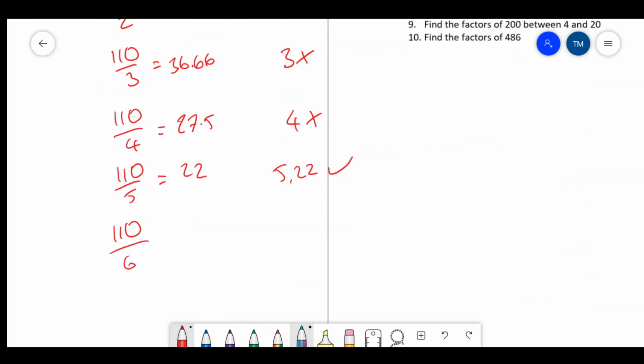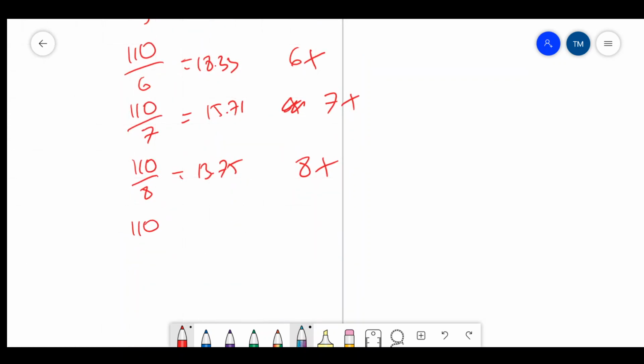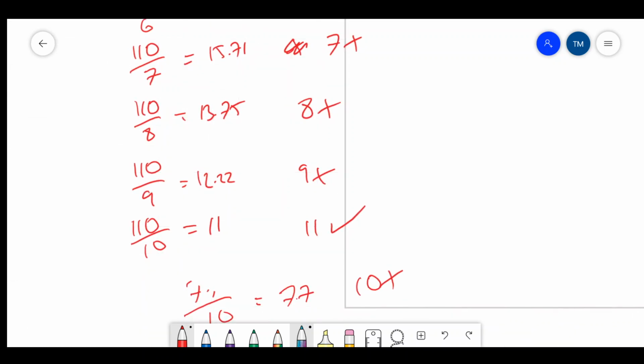110 divided by 6 is equal to 18.33. So we know that 6 is not a factor. 110 divided by 7 is equal to 15.71. So we know that 7 is not a factor. 110 divided by 8 is equal to 13.75. So we know 8 is not a factor. 110 divided by 9 is equal to 12.22. So we know 9 is not a factor. And 110 divided by 10 is equal to 11. So 11 is a factor and 10 is a factor.